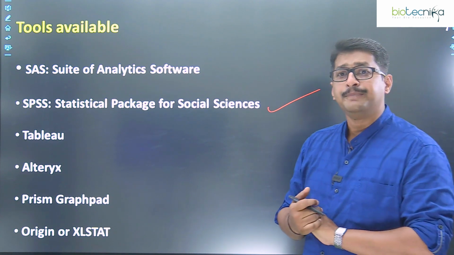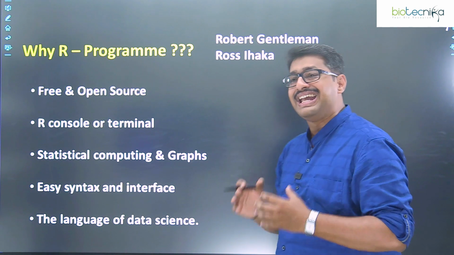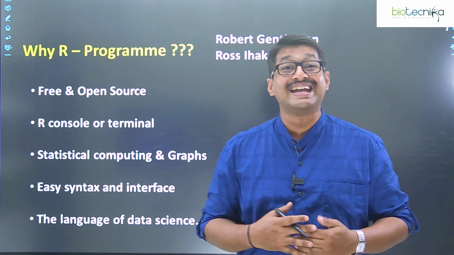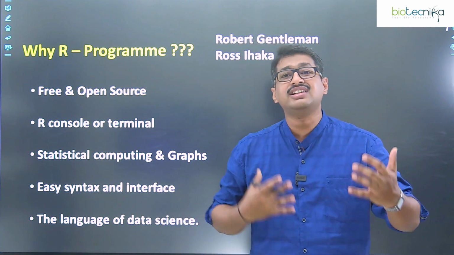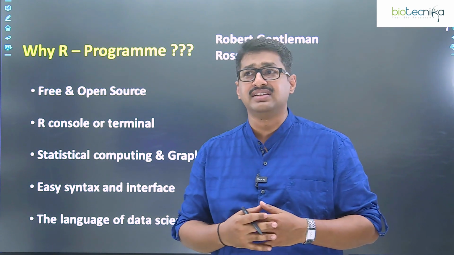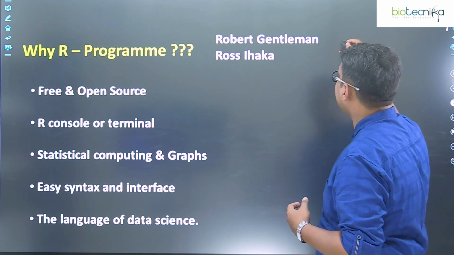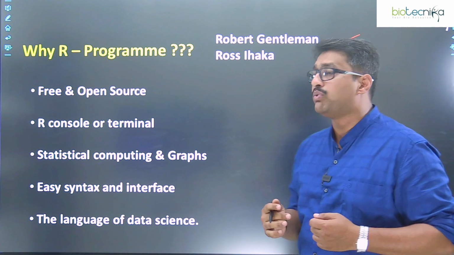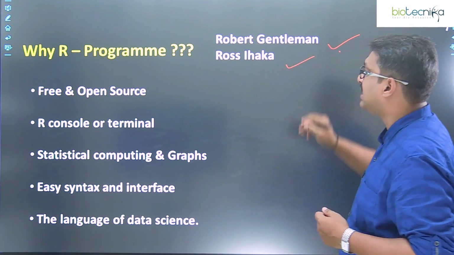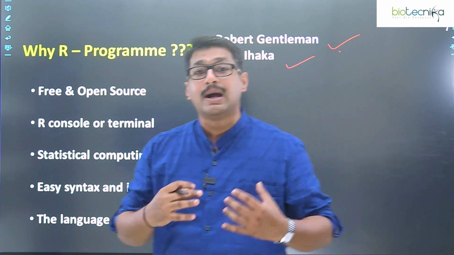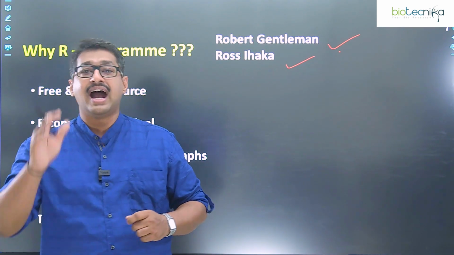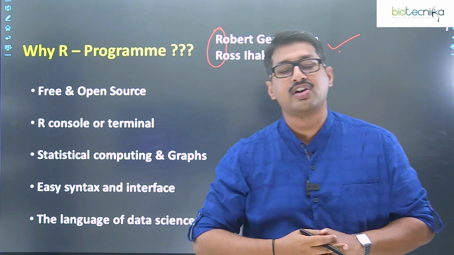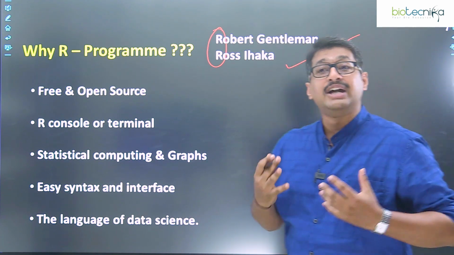However, it was somewhere in 1980 that John Chambers designed a language called S language. This S language was developed at the Bell Laboratories. Later, somewhere in the 1980s or 88 or 1990s, it was Robert Gentleman and Ross Ihaka who were able to come up with a derivative of S language, and since their names start with R, the program was called the R program or R language.